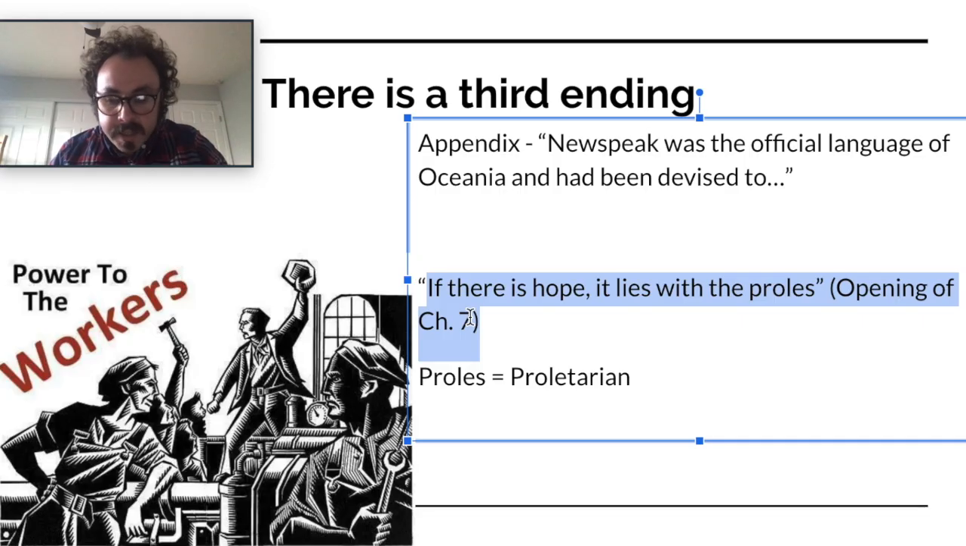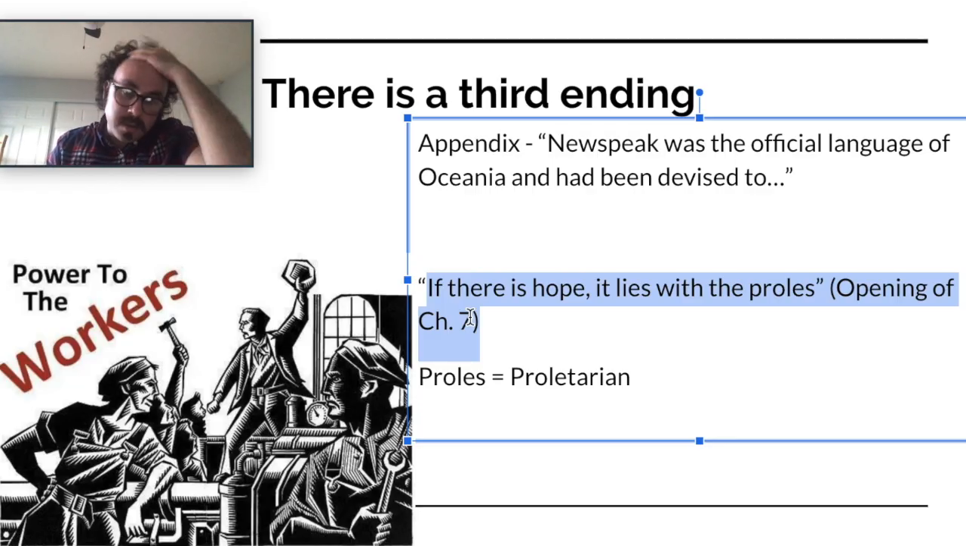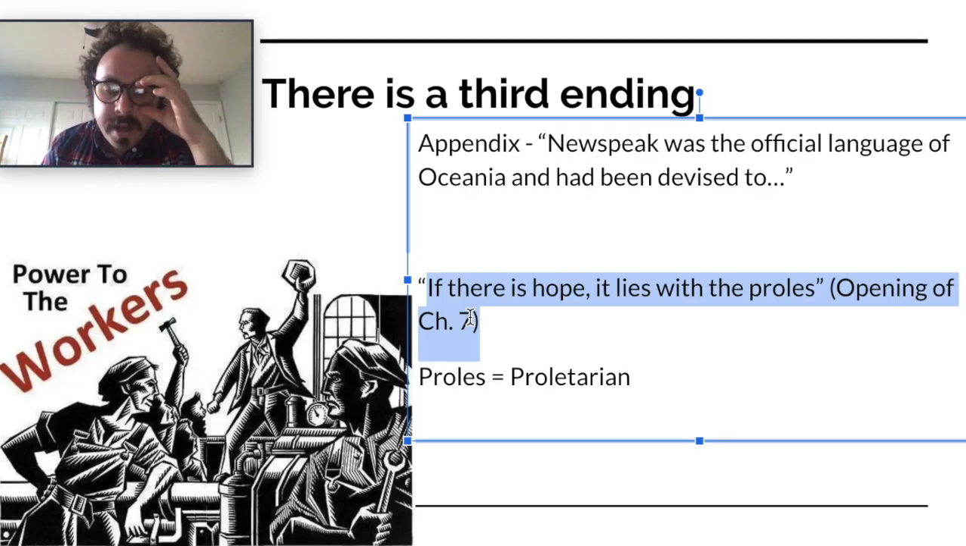That quote is very key. Proles is short for proletarian. It's a Newspeak term for proletarian. That means the working class. Those are the people that actually do the work. They're not telling people to do the work. That's where the power is. It's 85% of the population. If they realize that they have power, then they can overtake it.